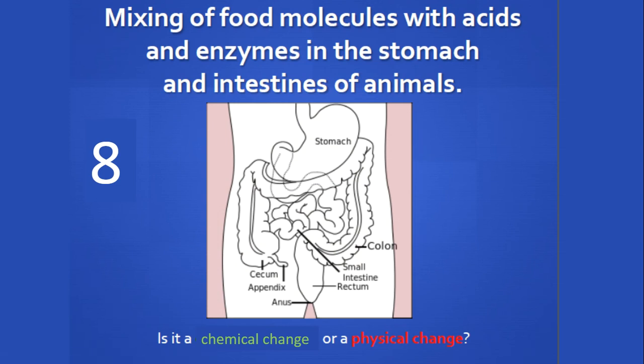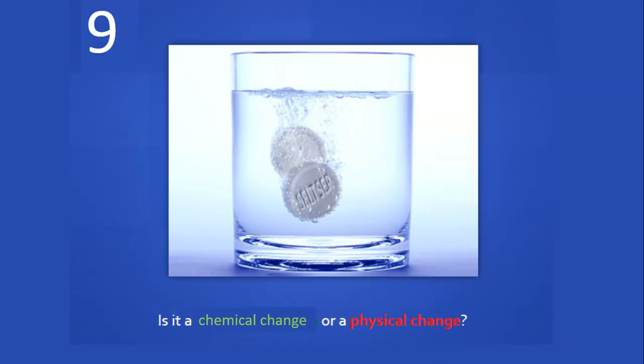Number 8, mixing of food molecules with acids and enzymes in the stomach and intestines of animals. Is this a chemical change or a physical change? The acids and enzymes are being mixed with the food. What happens after this? Justify your answer.